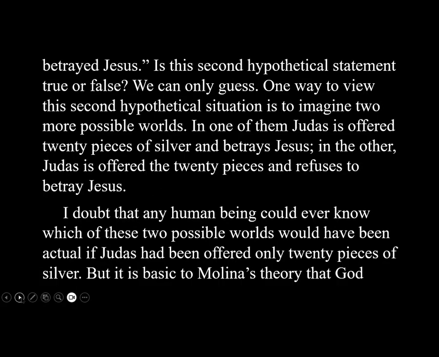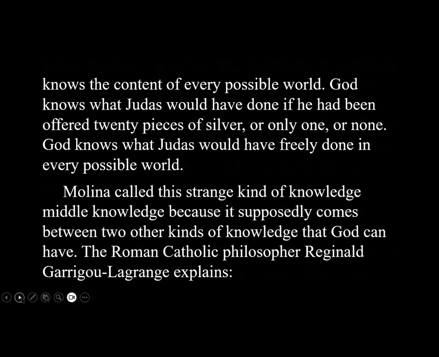But it is basic to Molina's theory that God knows the content of every possible world. God knows what Judas would have done if he'd been offered 20 pieces of silver, or only one, or none. God knows what Judas would have freely done in every possible world. Molina called this strange kind of knowledge middle knowledge because it supposedly comes between two other kinds of knowledge that God can have. The Roman Catholic philosopher Reginald Garrigou-Lagrange explains.